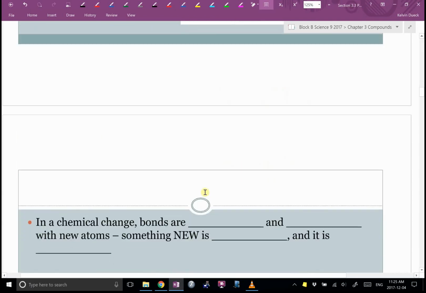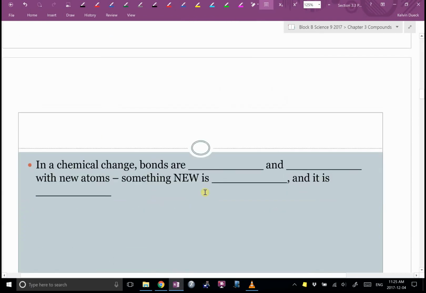What about chemical changes? In a chemical change, chemical bonds are broken and then reformed with different atoms. Here is the key one that always works. Something new is produced. If something new is produced, that's a chemical change. And it is almost always non-reversible. There are a few obscure exceptions, but I won't give you any that are that obscure.